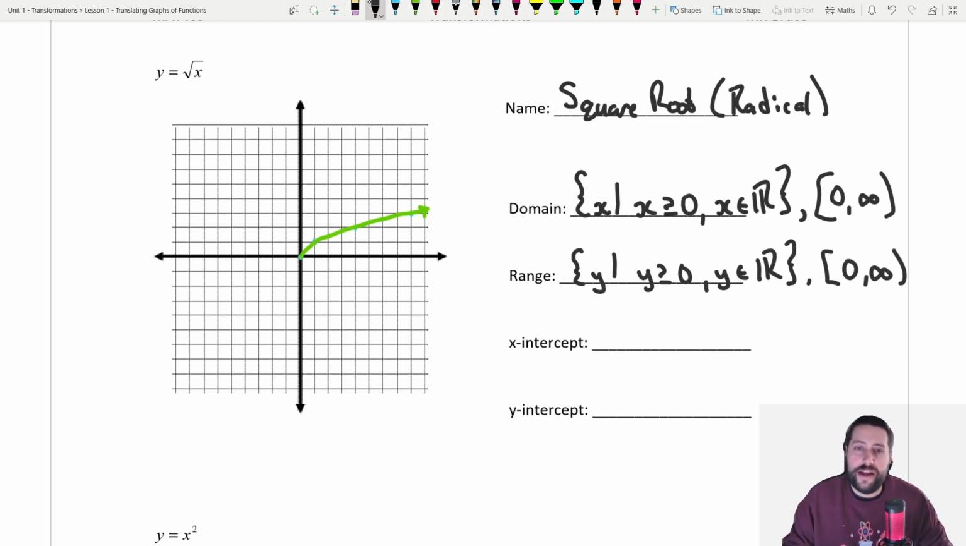And then for the other way we wrote the domain and range, this is how it's stated. It's x, and then this little line says such that.